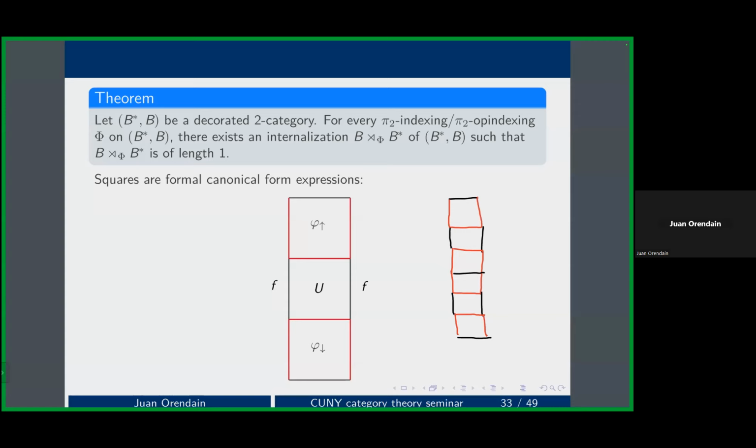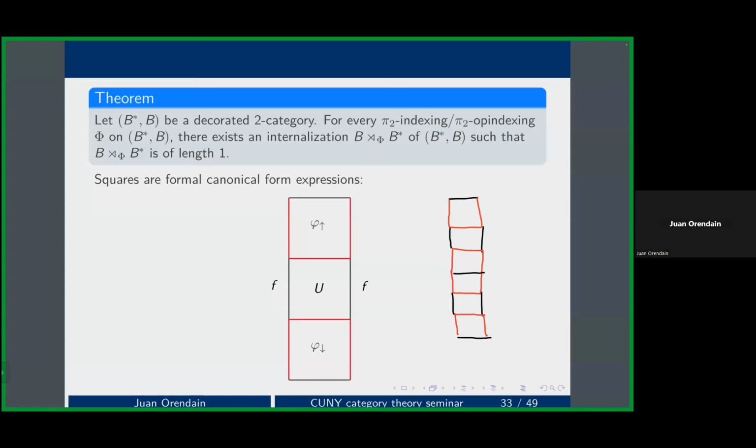We call this the cross product of B star comma B with respect to phi, and we'll write it like this. So what we do is basically try to re-engineer this idea of having a canonical structure that would allow for every length 1 square to be a canonical square. So we definitely want to construct the cross product of B and B star so that we make every square canonical.